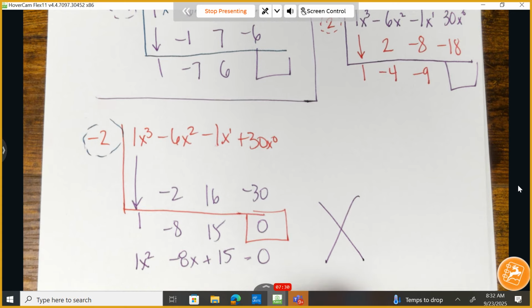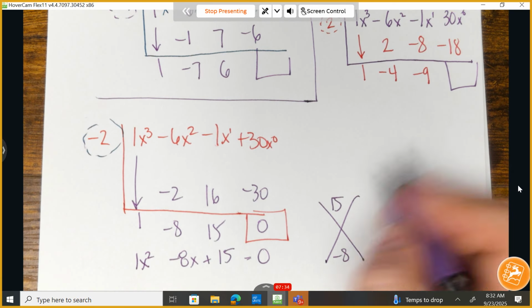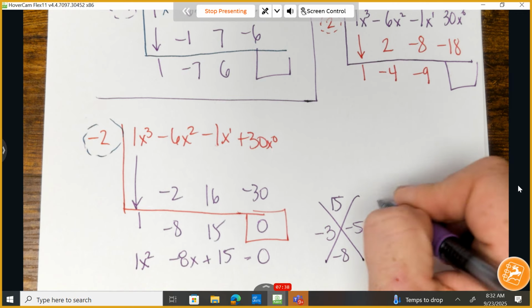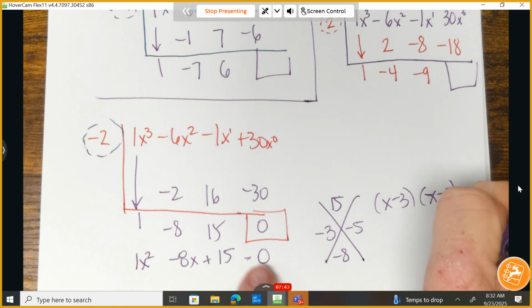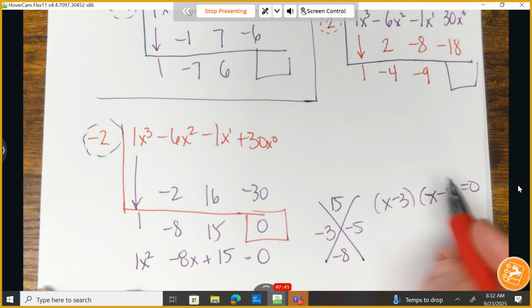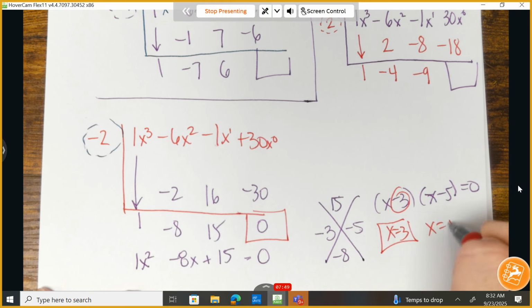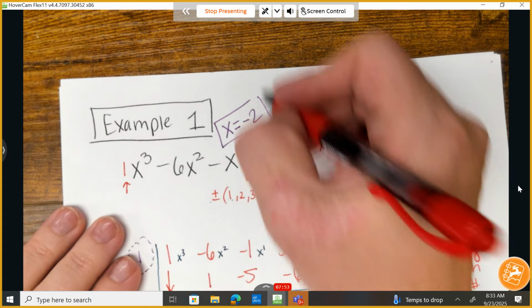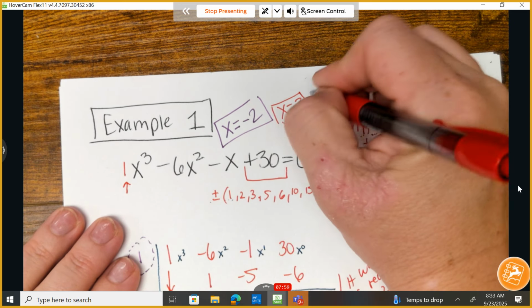Let's see, can we factor and solve this? What multiplies to give you 15 and combines to give you -8? That would be -3 and -5. Multiply and add. I'm setting those equal to 0, and I can see that we can easily solve here to get x equals 3 and x equals 5, and this problem is done. So for this problem, my solution is x equals -2, x equals +3, and x equals +5.